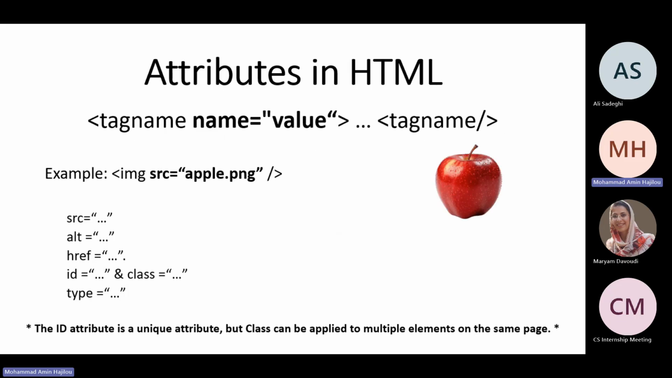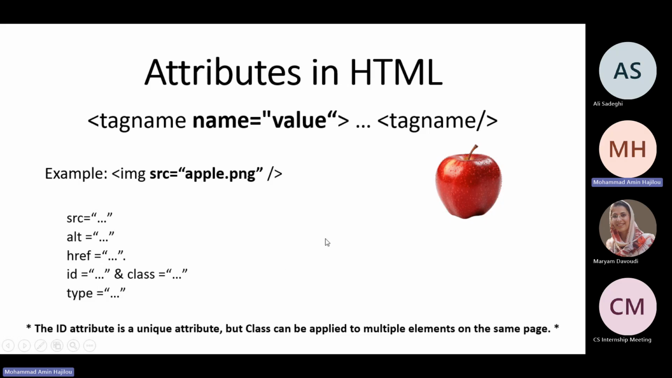Attributes in HTML. This is how an HTML element works. Tag name, then the attribute, which contains a name and value. For example, this is the tag of image. We have the src attribute, and the value is apple.png. That's what we see if we have this file in our workspace. We have some of the attributes like src, alt, href, id, class and type. The ID is a unique attribute, but class can be applied to multiple elements on the same page.